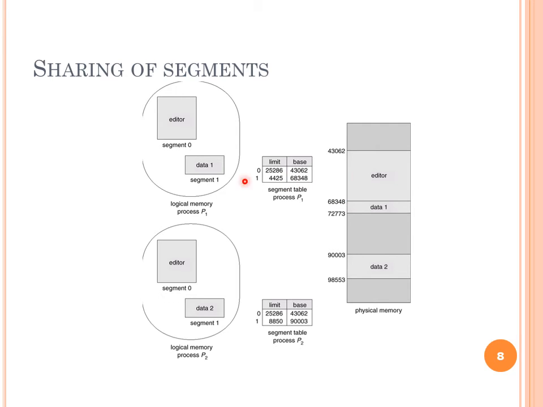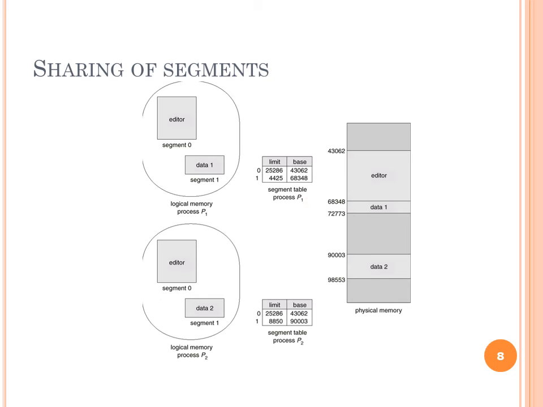Then we have the data corresponding to process 1, which is stored immediately after this segment. The starting address for segment 1 is 68,348. The limit represents the length of that segment, so we add 4,425 to this starting address. Then we get the ending address of the segment as 72,773. So this is how the two segments, segment 0 and 1, are entered into the segment table for process P1.